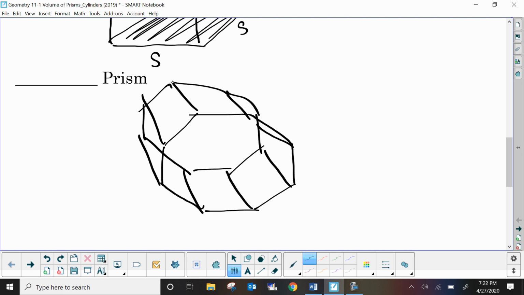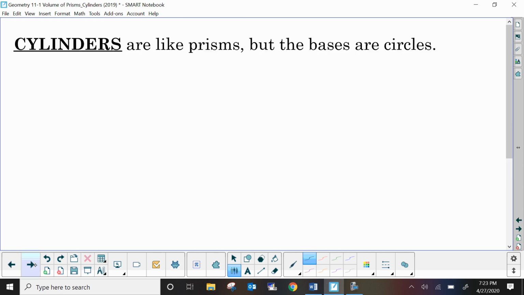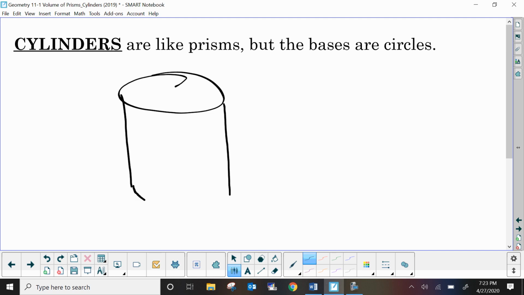So that would be considered an octagonal prism. But again, we're going to deal with triangles, squares, and rectangles. All right, then the second one, that's prisms. Then there are cylinders, and cylinders are like prisms, but the bases are circles. So here's a circle, and then here's a circle. That is now a cylinder.